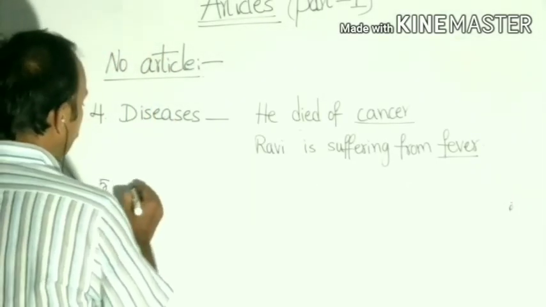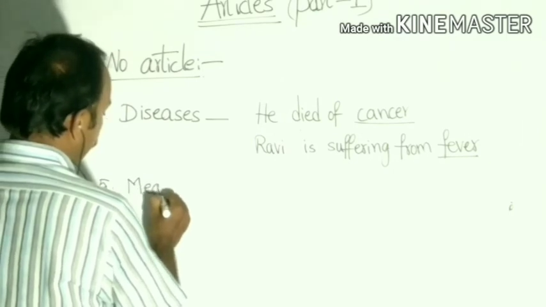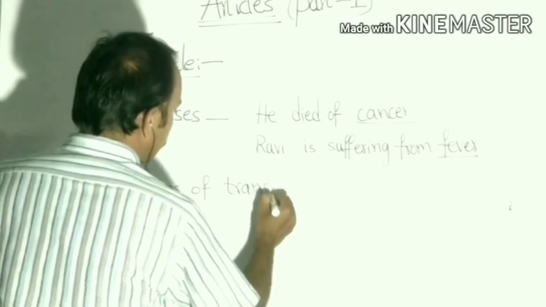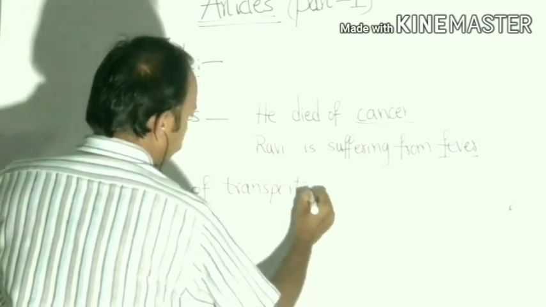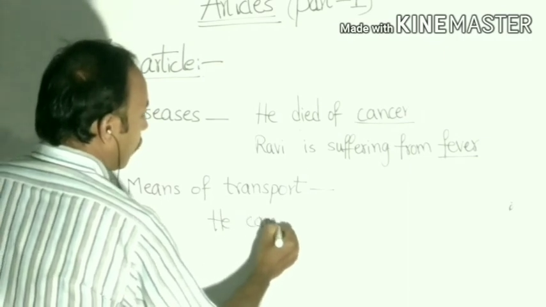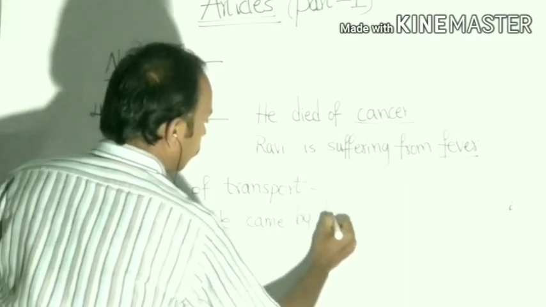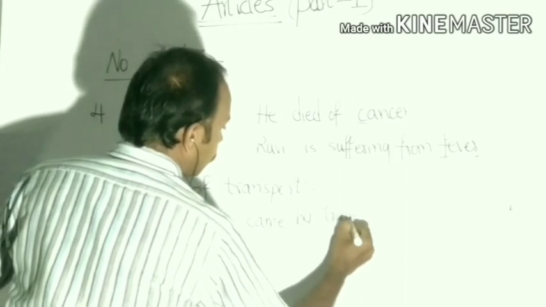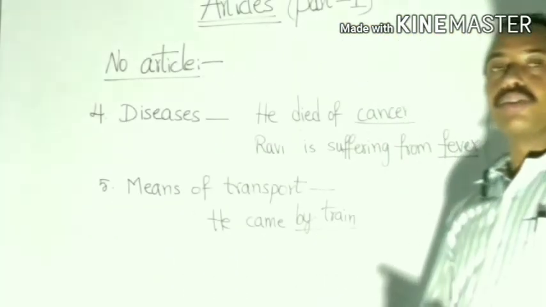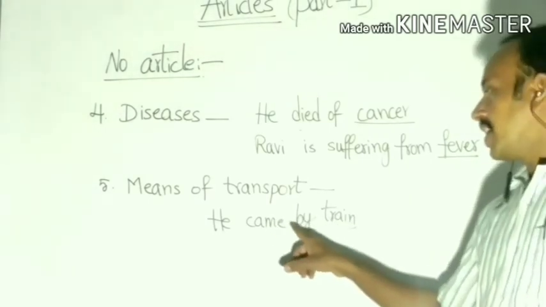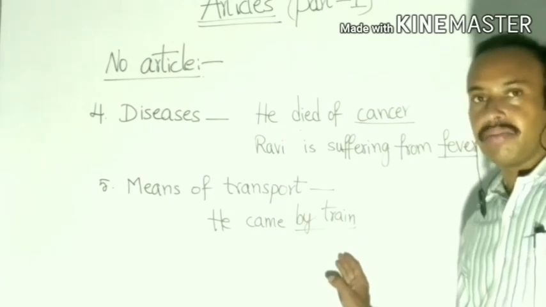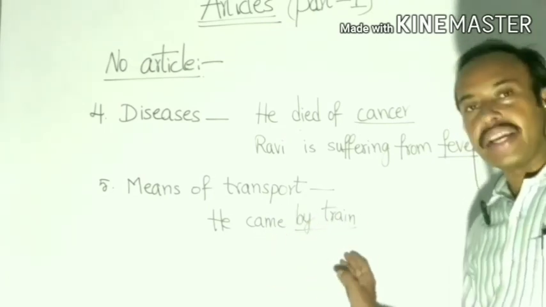Before the means of transport, don't use any article. For example, he came by train. Once observe this expression, by train. Don't say by the train. Don't say by a train. Say he came by train. She came by car. I went there by flight.